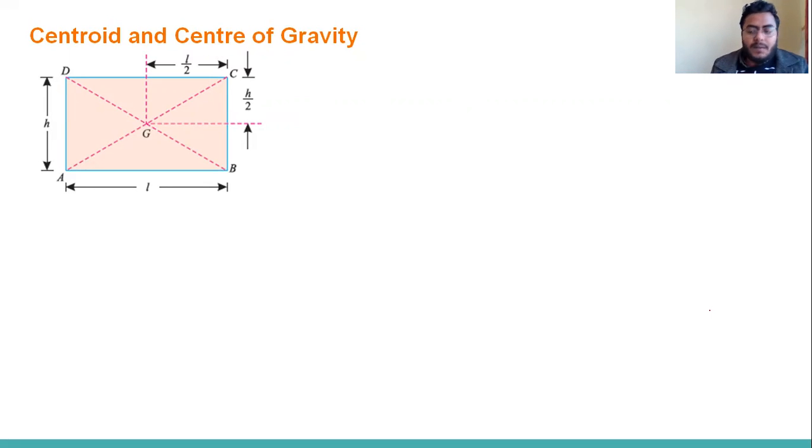So I've shown one figure. This is a rectangle. Its length is L, width is H. So the centroid lies at L by 2 distance from the width side and H by 2 distance from the length side.